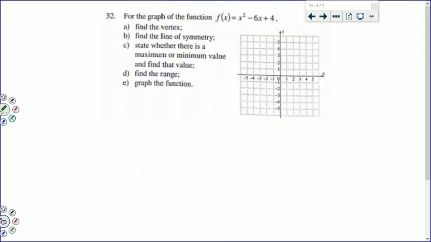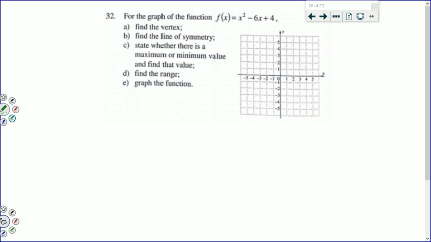All right, so we have a graph, we have a function, f of x equals x squared minus 6x plus 4. First, we need to find the vertex, but in order to find the vertex, we need to find the line of symmetry. Then we can state whether there is a maximum or minimum value. Then we want to find that value, find the range of the function, graph that function. Okay, so those are the things that we need to do. So let's go to work doing this stuff.